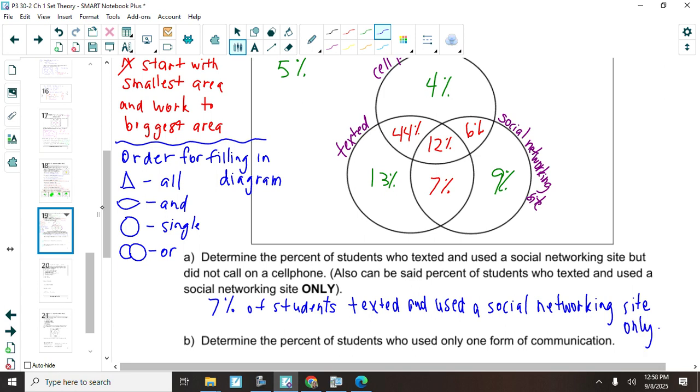Determine the percentage of students who used only one form of communication. What are they trying to say there? Which circle says that they used only one?